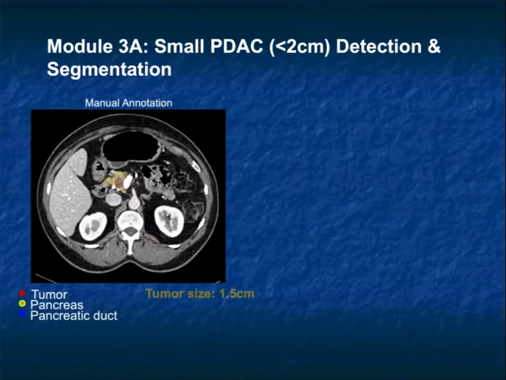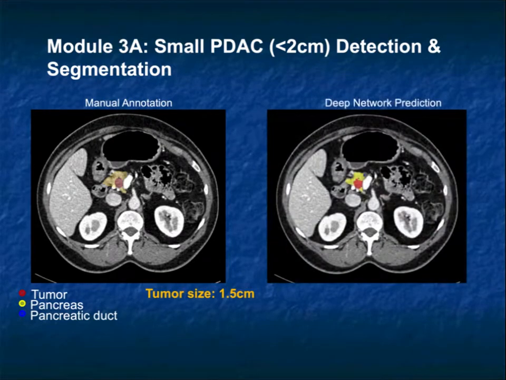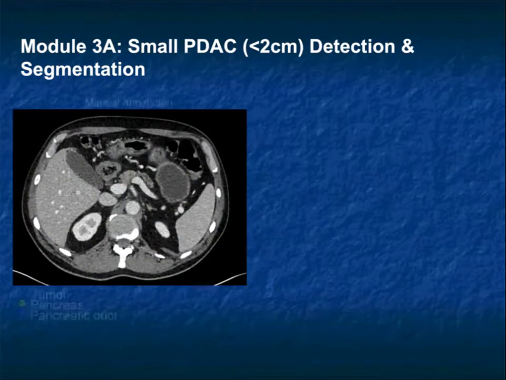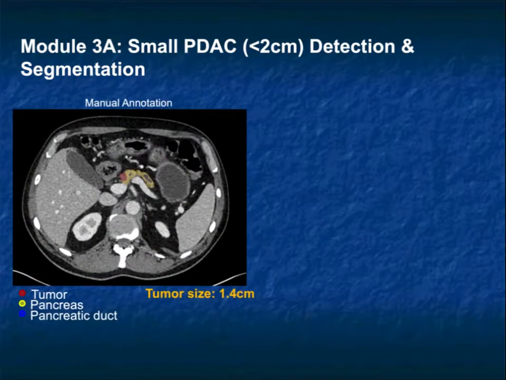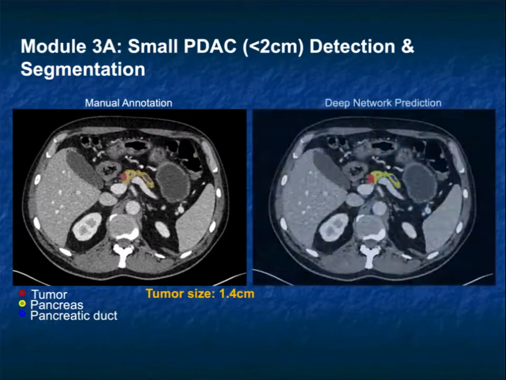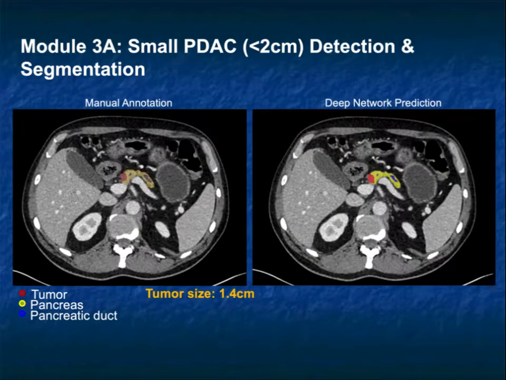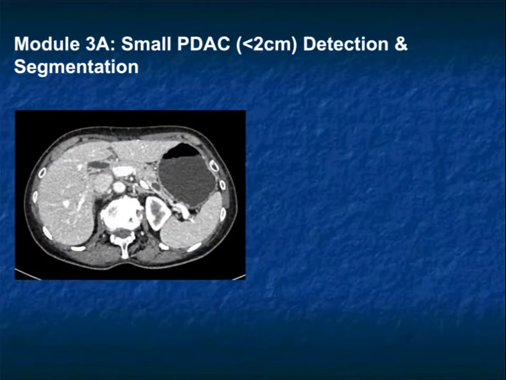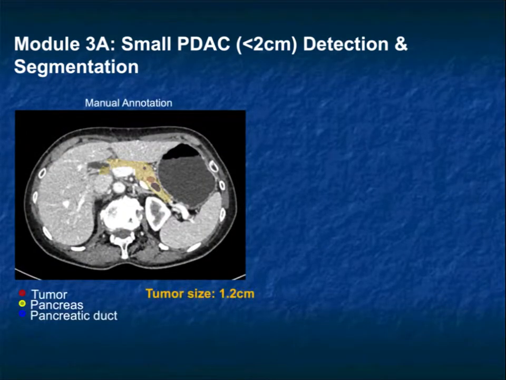Now for smaller tumors, which is going to be the key, a beautiful example of a 1.5 centimeter lesion picked up, manual segmentation and the deep network equally good. Or in this case, another small tumor in the neck of the pancreas, and near the head, 1.4 centimeters. You see the pancreatic duct, you nicely see the tumor, both on the manual segmentation and on the deep network prediction. And here's a third one, dilated pancreatic duct.